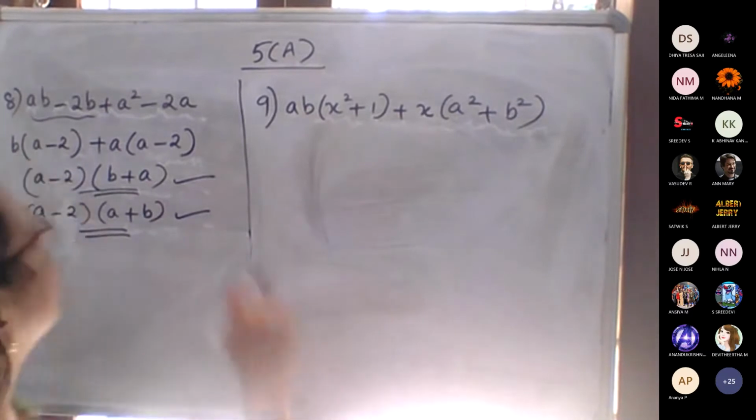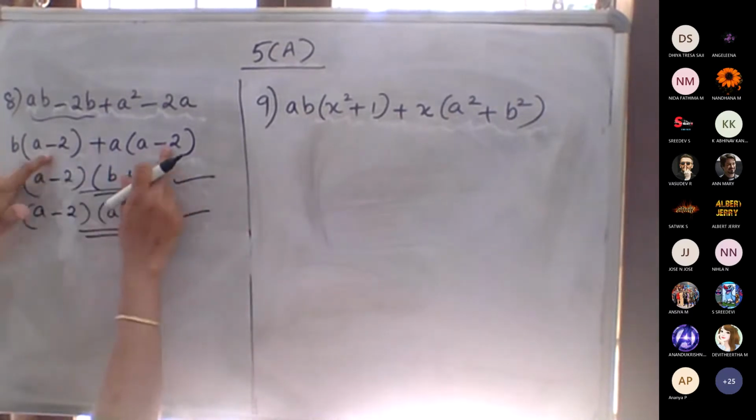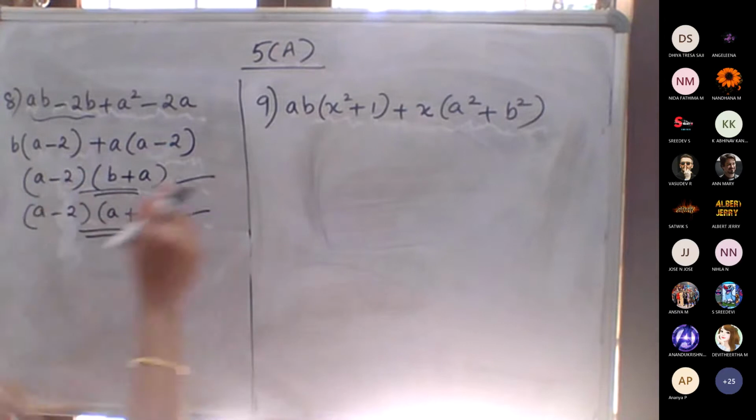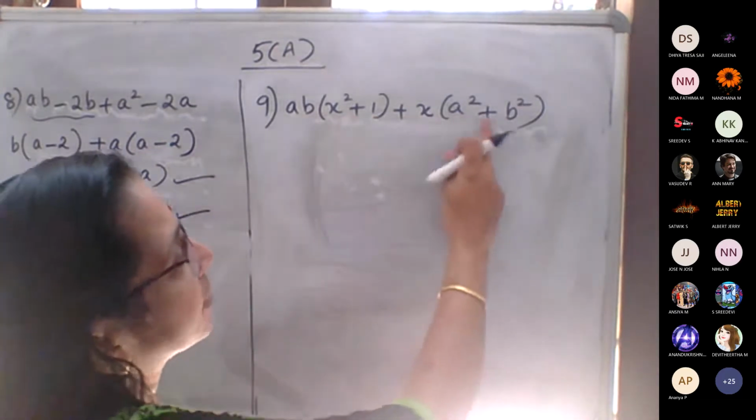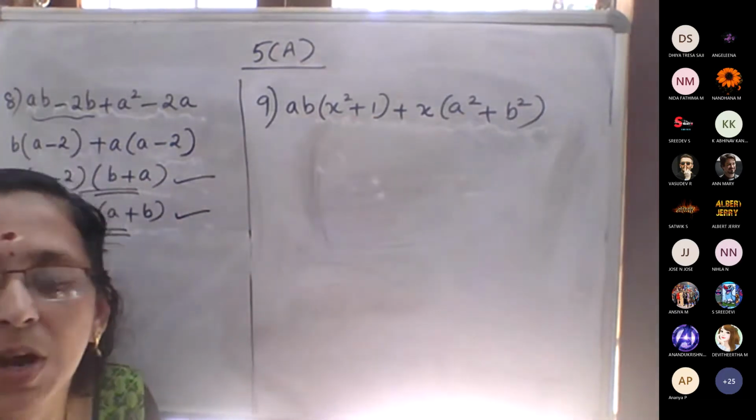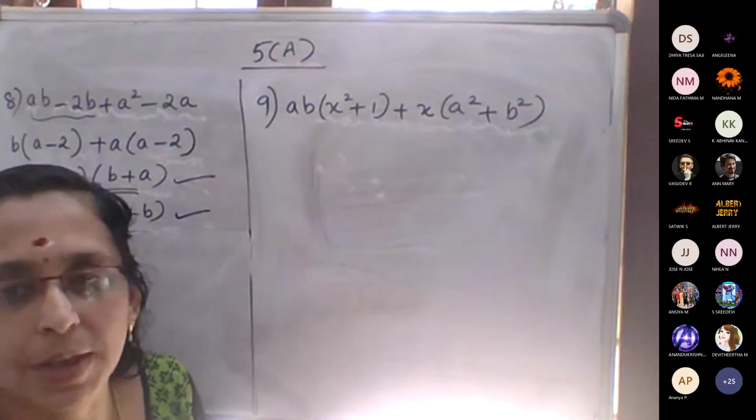So what we can do, if the same thing, a minus 2 is there, we can take a minus 2 common. So can we take anything common, with x square plus 1 in brackets and a square plus b square in brackets? We can't do anything. No, we can't take common.